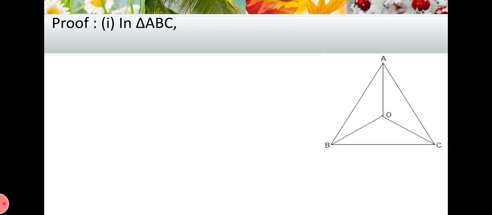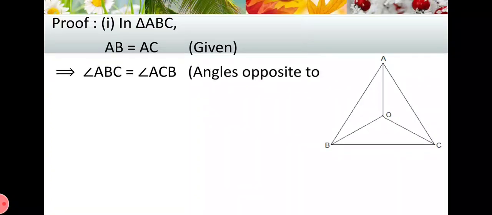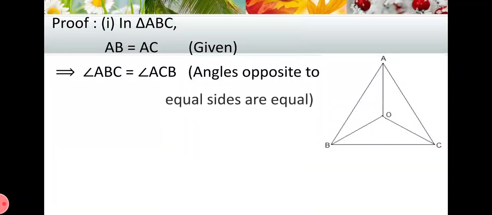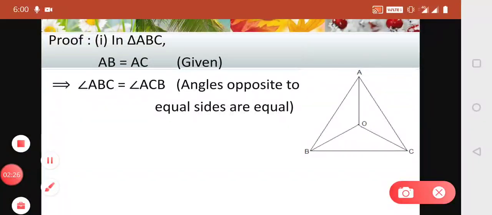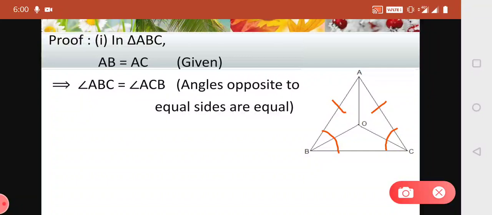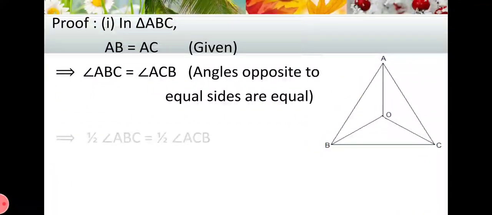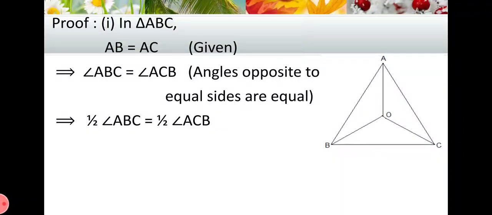For proof, in triangle ABC, it is given AB equal to AC. Therefore, angle ABC equal to angle ACB according to theorem 7.2, that is, angles opposite to equal sides are equal. Means these two angles, angle B and angle C, will be equal. Why? Because these two sides are equal, that is given.